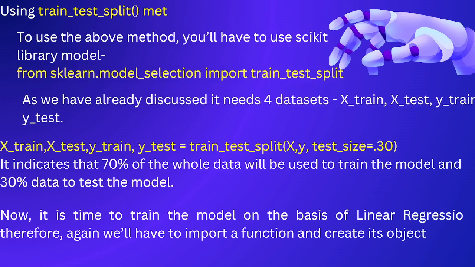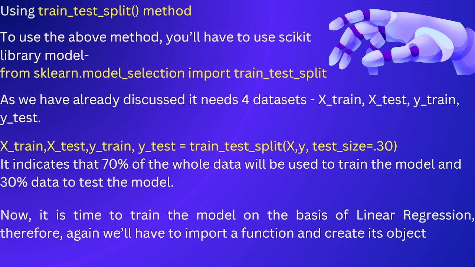So see here, how to use train test split. Because this is from the scikit-learn library, to use train test split we'll have to import it. So how to import it? This is the statement: from sklearn.model_selection import train_test_split. From this library, we will be using the train_test_split function. It will split the entire data into four data sets: x_train, x_test, y_train, and y_test.